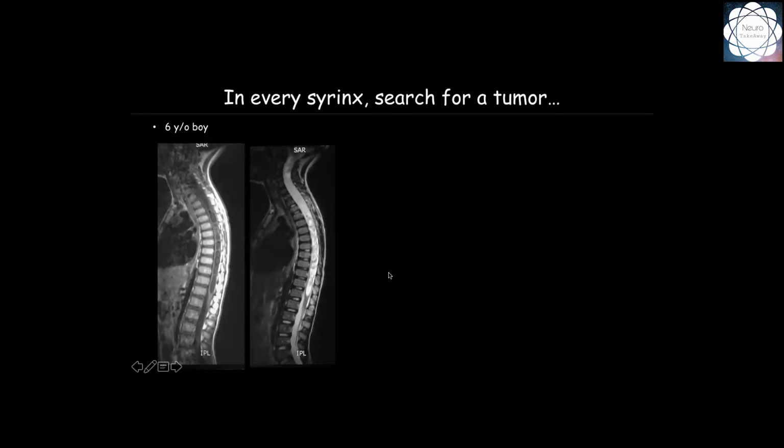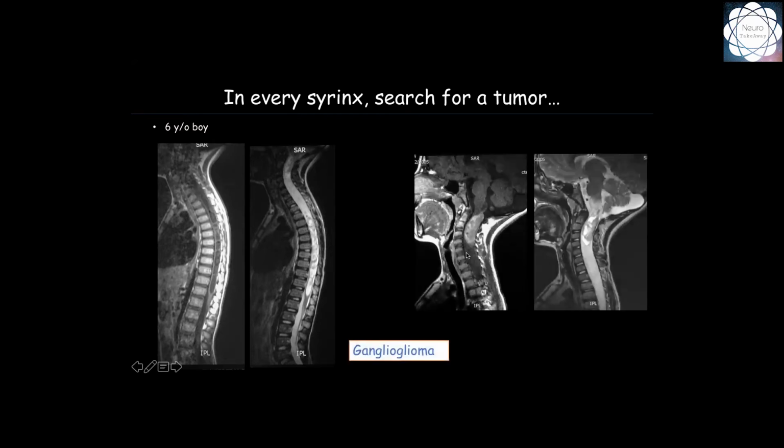Here you have another case. It was a very interesting case because at the beginning we detected this hydrosyringomyelia, look at the CSF artifacts on T2, but the signal intensity at the cervical spine was very bad. So we performed another study with gadolinium, and we detected this ganglioglioma. So the message here is we have to study the whole spine and the whole central nervous system with gadolinium in the presence of hydrosyringomyelia.